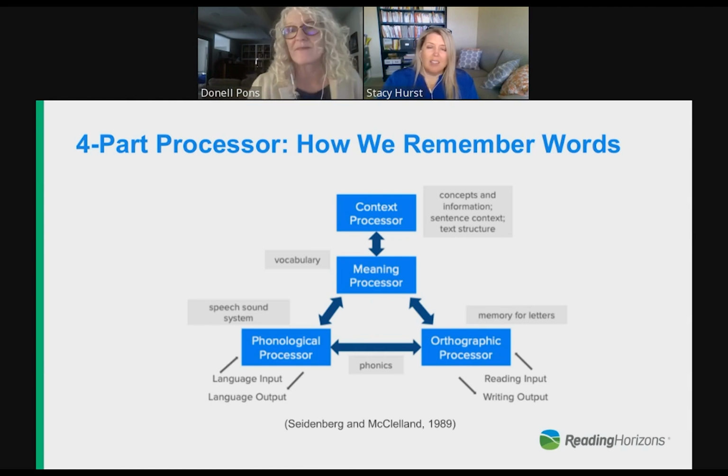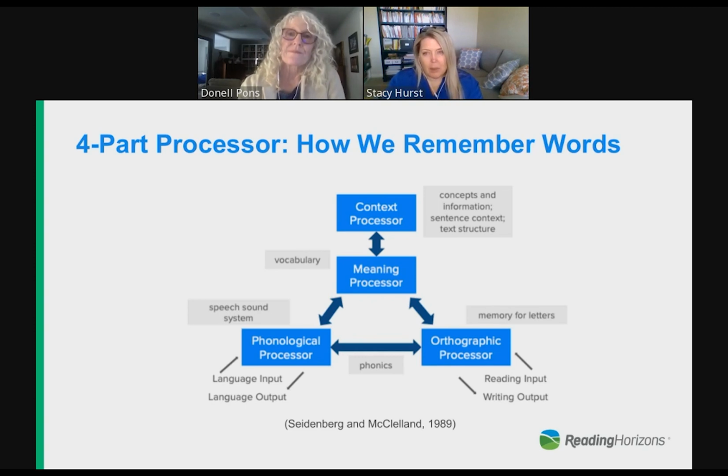Yeah, I love the 4-part processor and the research that has gone into that, mostly because, as an educator, this is why we can reach 95% of our students. This is the rationale behind knowing how to address them. It's what's happening in the brain.